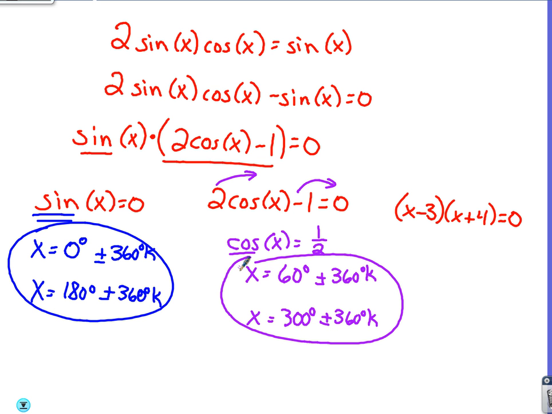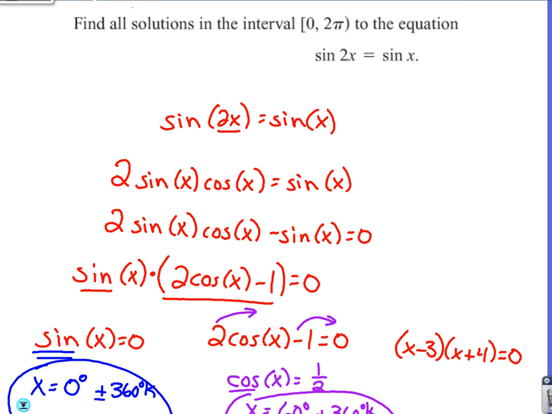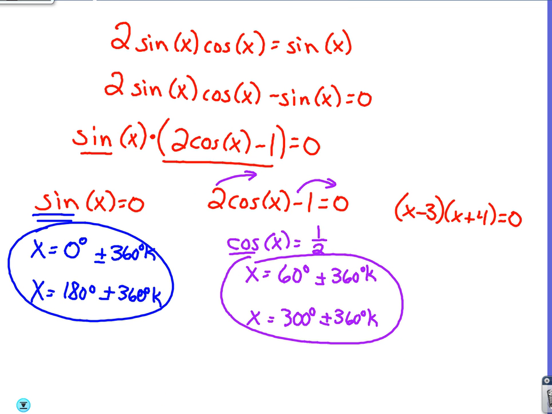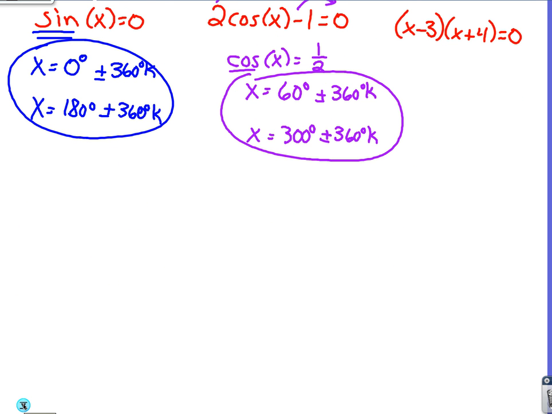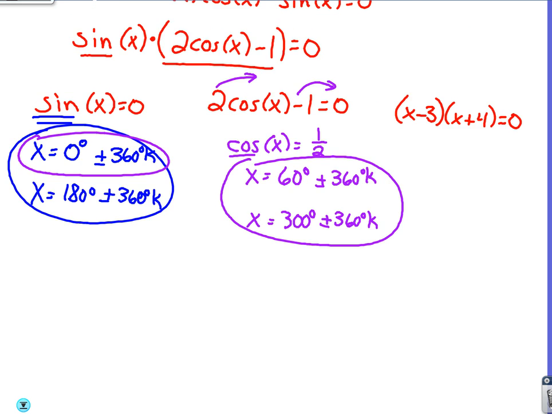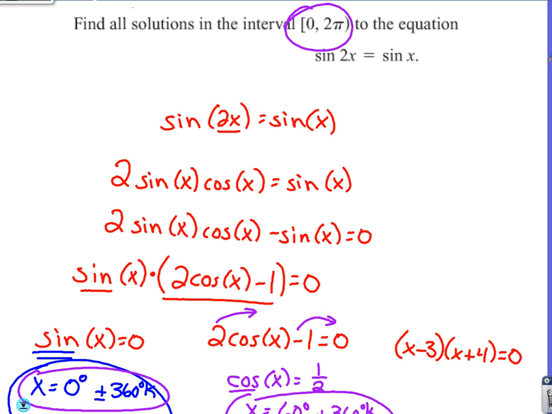Now, if they told us, well, did they? Yeah. Find all the answers between 0 and 2 pi. Find all the answers between 0 and 360. And I'm going to go contrary to what the book says. I'm giving them in degrees. I'm not going to give them in radians. I like degrees better. So we want all the answers between 0 and 360. Did it include 360? Included 0, but not 360.